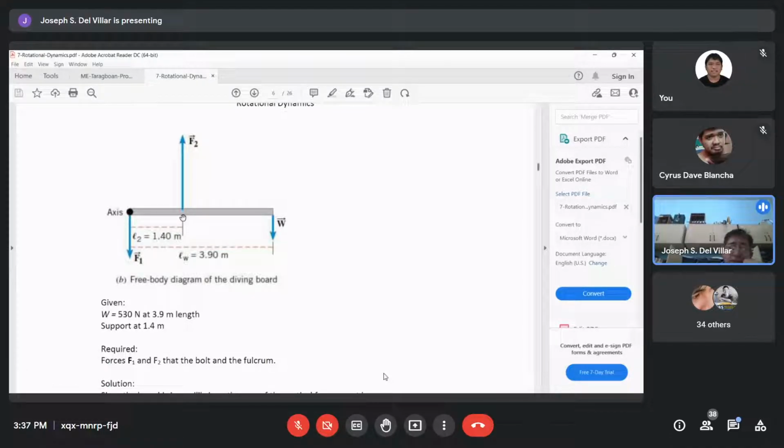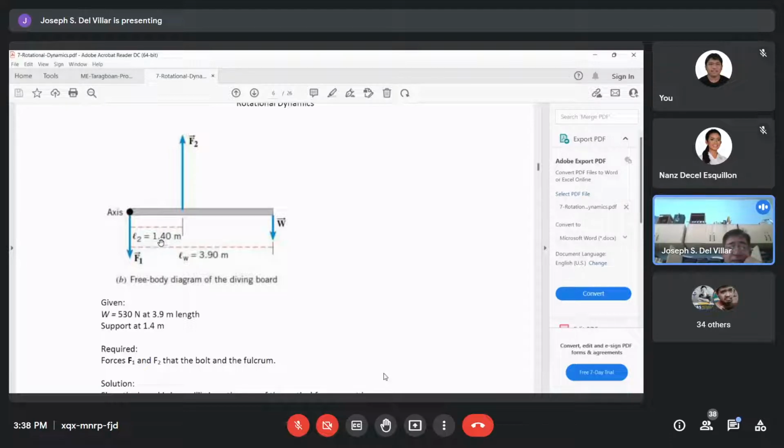So bear in mind our convention that clockwise torques are negative and counterclockwise torques are positive. So if we start with F1, what is that? Is it counter or clockwise? Look at the rotation. When there is a force here, what is the rotation? Counterclockwise, po. Yes, counterclockwise. So, start now the equation. F1 times 1.4. Correct? Force times lever arm.